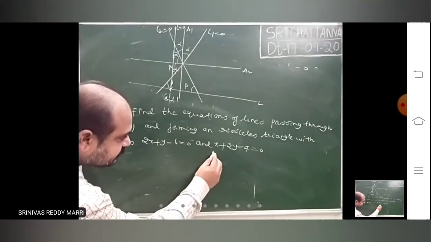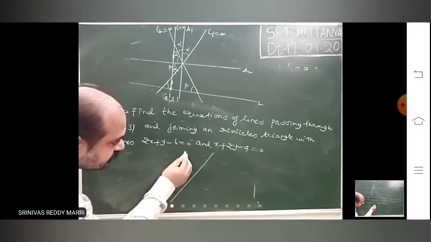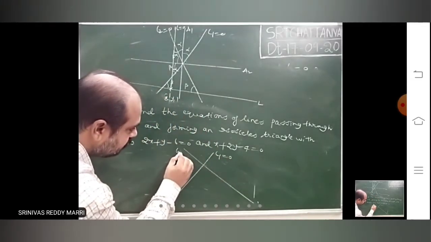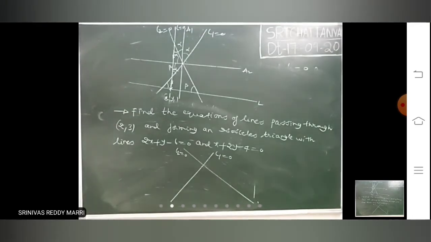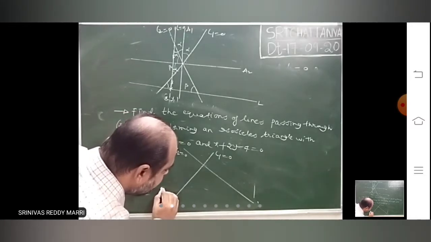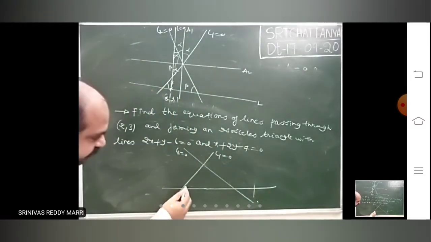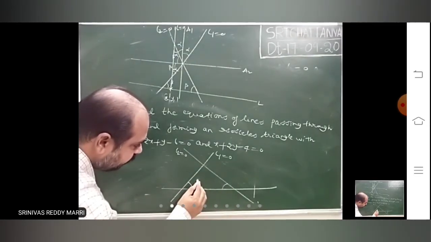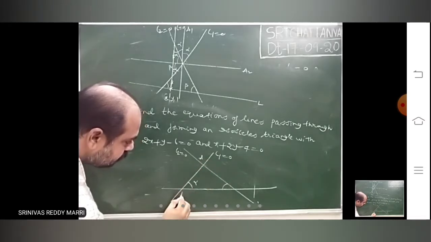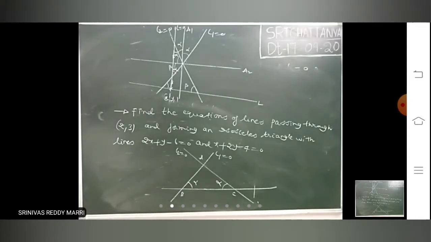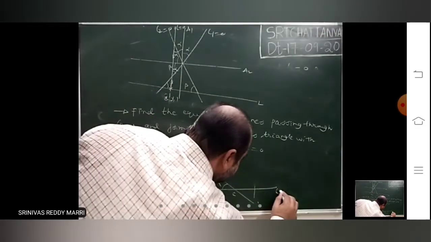There are two lines, L1 equal to 0 and L2 equal to 0, like this. You have to find a line. This line will make an isosceles triangle, that means this angle will be equal. So this angle will be equal. It forms an isosceles triangle with L1 equal to 0 and L2 equal to 0.